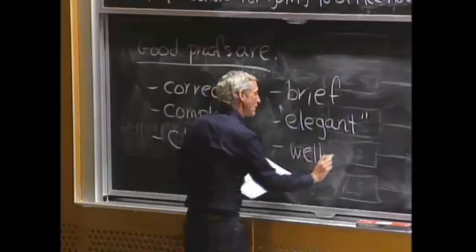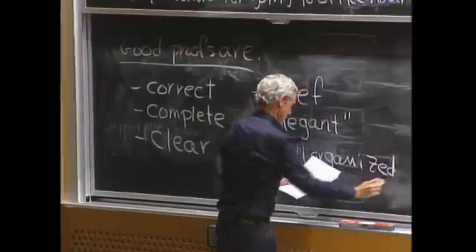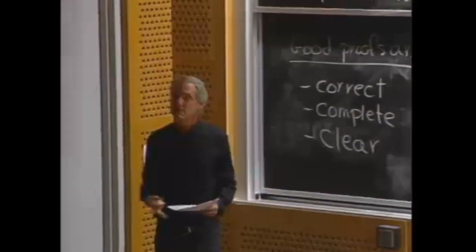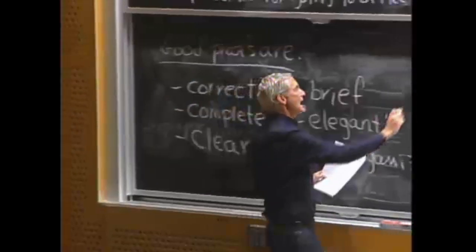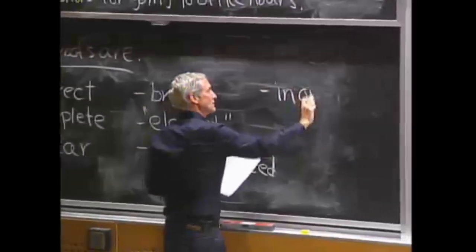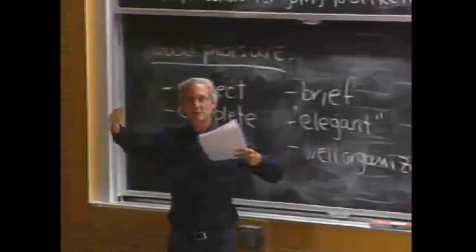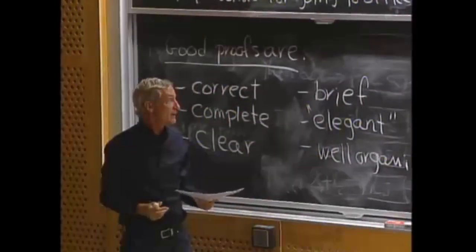The proof should be well organized. For example, use lemmas the same way you would use subroutines in writing code. Helps to make it clear. And the proof should be in order. Sometimes you'll see proofs where things are done in a haphazard fashion. All the pieces are there, but they're in the wrong order.